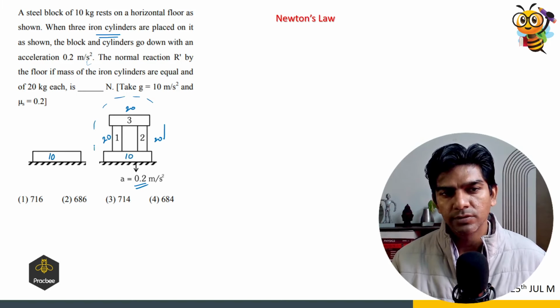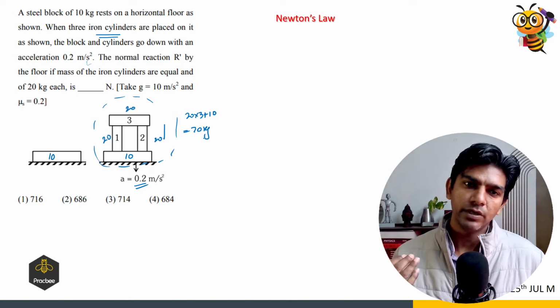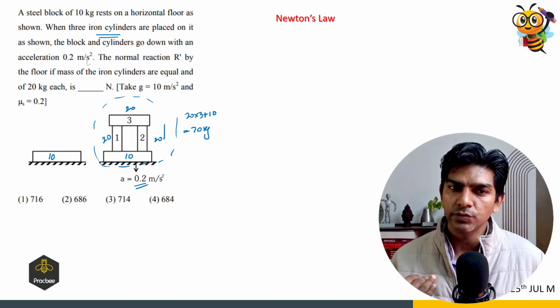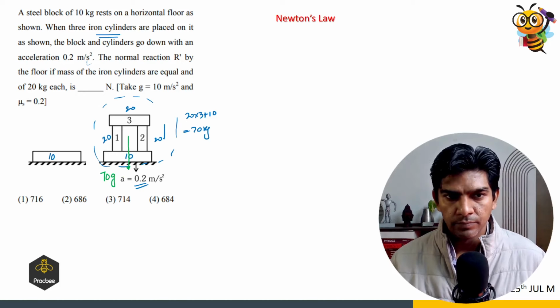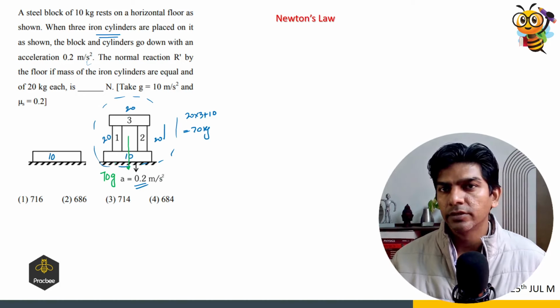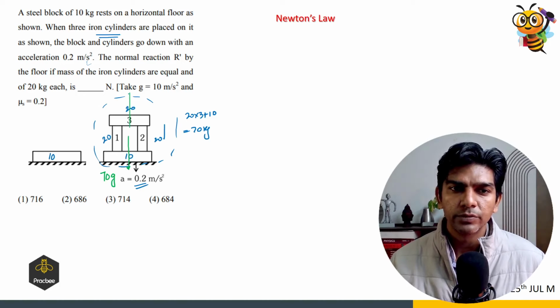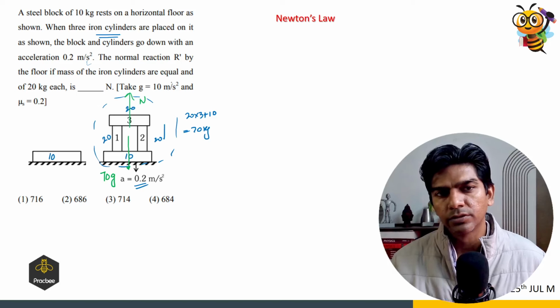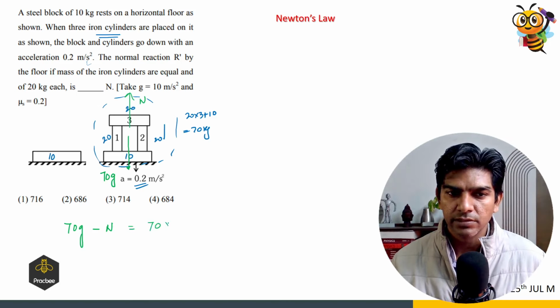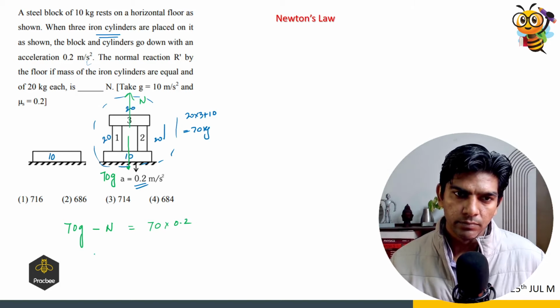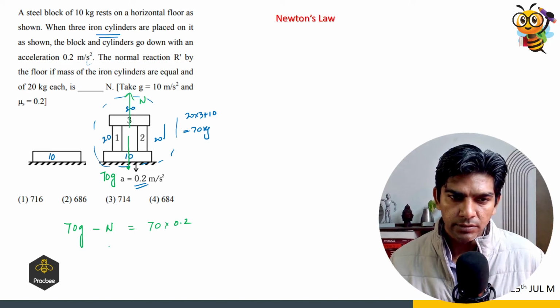So overall, what is the mass of this system? That will be 20 times 3 plus 10, so it will be 70 kilograms. Now this 70 kilograms is going down with an acceleration of 0.2 meters per second square. So let us see the forces acting on this system. There will be a gravitational force, which will be 70 g, right? And there will be a normal reaction exerted by the ground on the steel block. So let me write it like this, and we have to find the normal reaction. So 70 g minus N should equal the mass of the system times the acceleration, right?